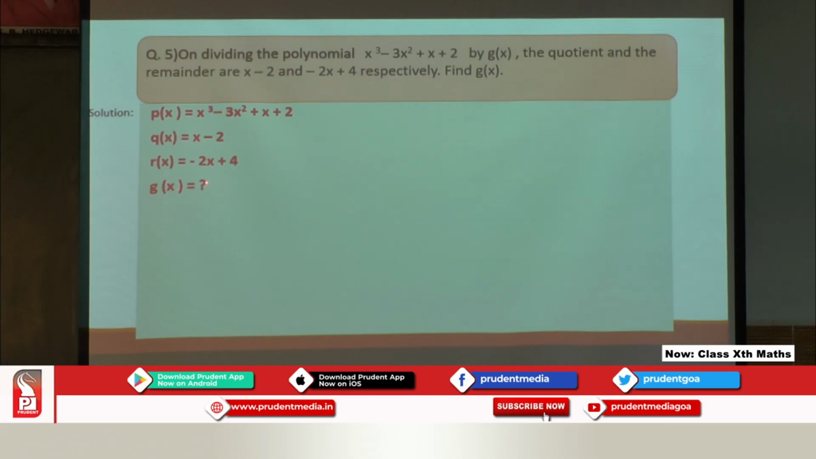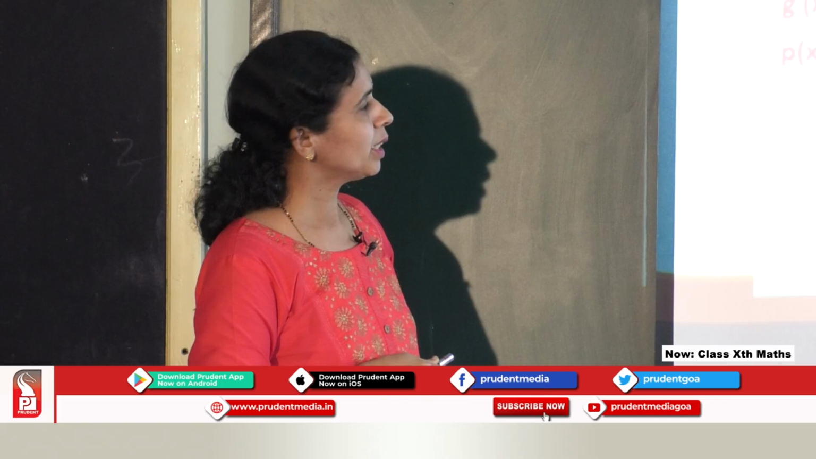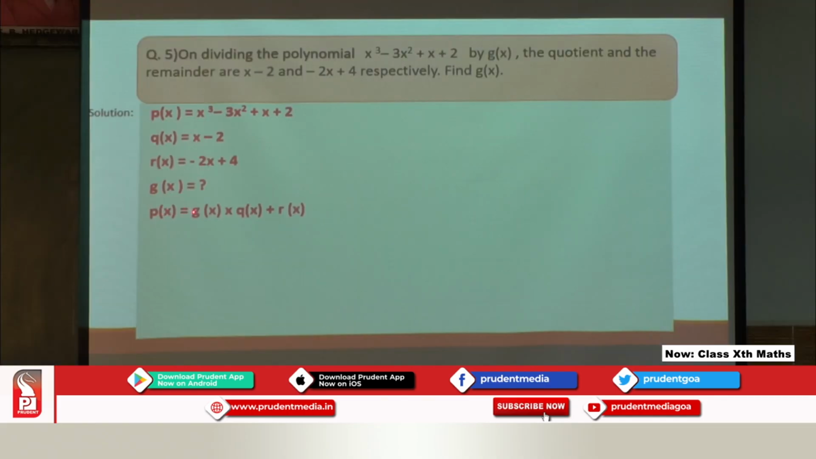See, g of x we should find out now. This is the formula, you know, p of x is equal to g of x into q of x plus r of x. Now we should substitute these values in the given formula. That is, p of x is here x cube minus 3x square plus x plus 2 is equal to, we do not know the value of g of x. Now we should find out this into, here q of x is given x minus 2, that I have substituted here, plus, and r of x is given, that is minus 2x plus 4.